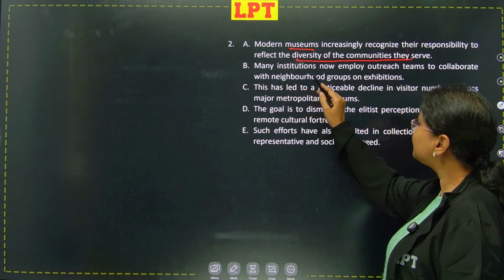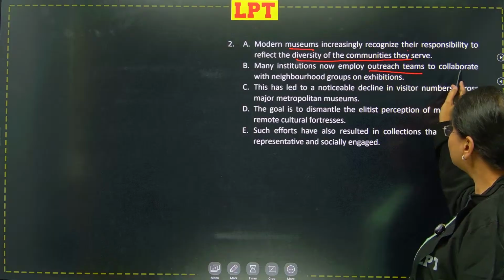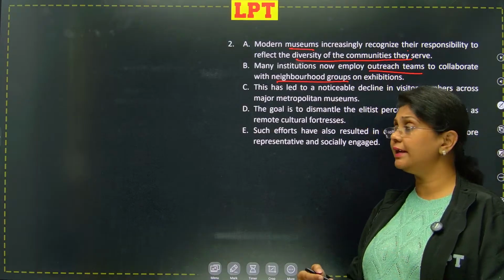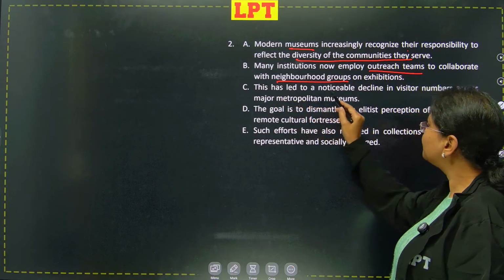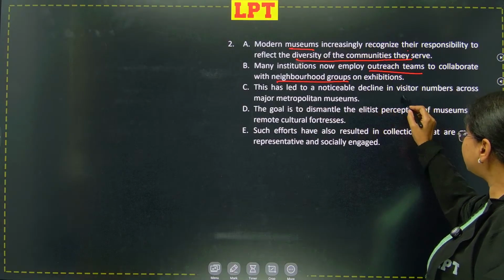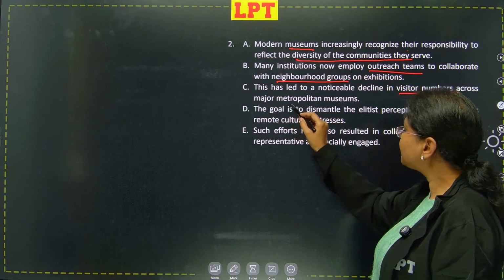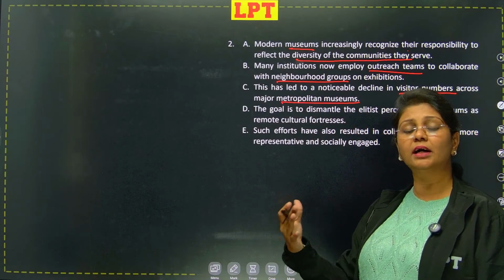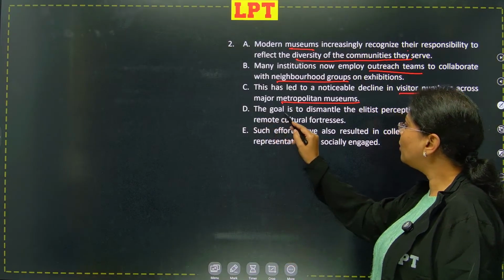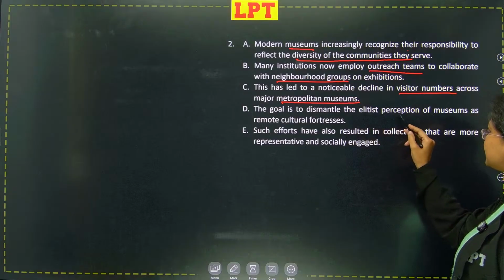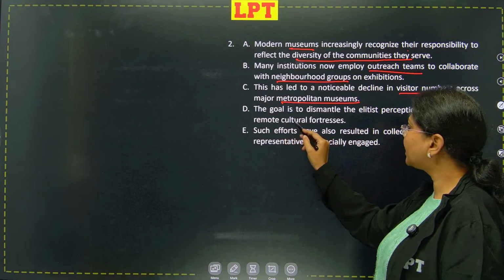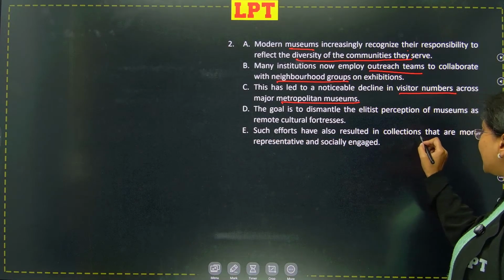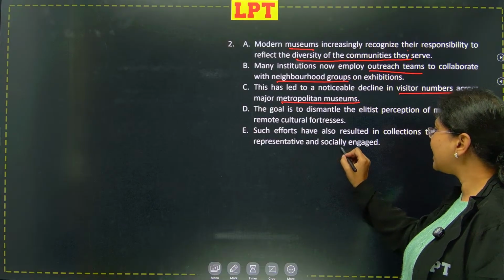B says many institutions now employ outreach to collaborate with neighborhood groups on exhibitions. Now, this again takes the idea further. C says this has led to a notable decline in visitor numbers across major metropolitan museums. Okay, so this is also related to the theme, but let's look at the other sentences also. So D says the goal is to dismantle the elitist perception of museums as remote cultural fortresses. And E says such efforts have also resulted in collections that are more representative.